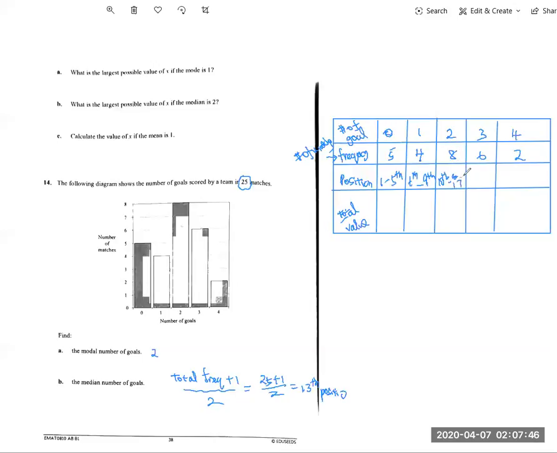Now let's come and look at it. What you want is the 13th position. Where is the 13th position? It should be in between 10 to 17. So what is the value for the 13th position? It is basically 2. So the answer for this one, you fill in 2. Okay?